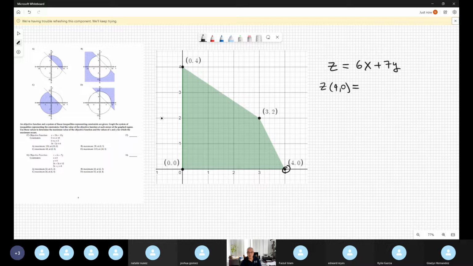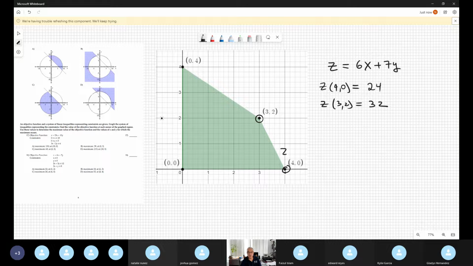Es obvio que 4 times 6 es 24, ¿no? A ver, el 0. Ajá, es 24. Okay, and C evaluated in the other corner here, 3,2. Is 3 times 6 is 18, plus 7 times 2 is 14, together is 32.